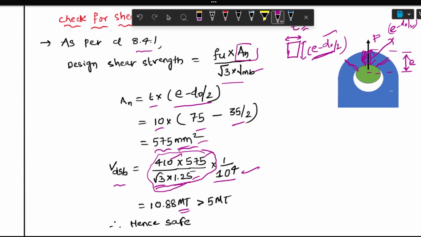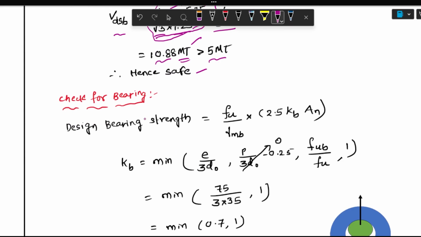If I divide it by 10 to the power 4, I will get it in metric tons. So I am getting 10.88 metric tons, which is greater than 5 metric tons, hence the plate is safe in shear.